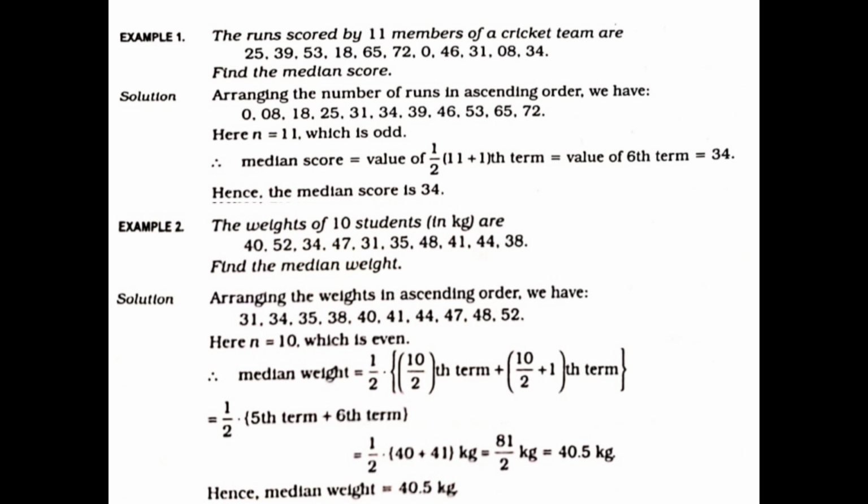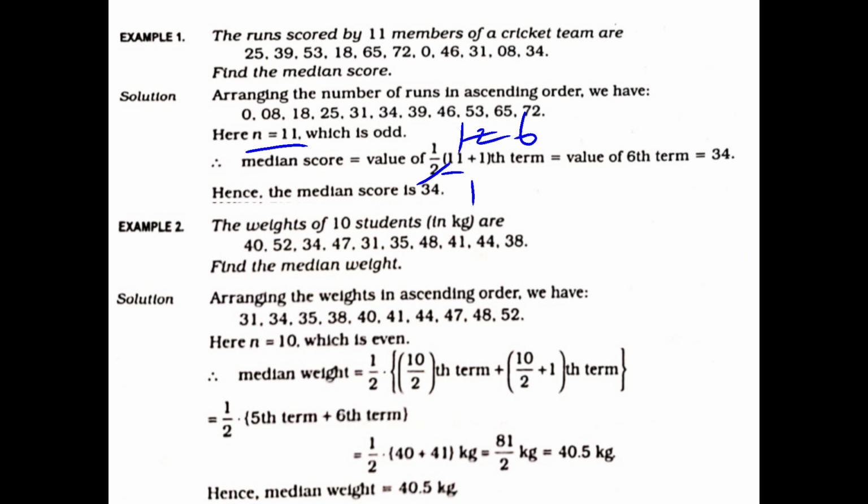Since it is odd, we use the formula I told you in the previous slide: the value of the (n plus 1) by 2 th observation. Here n is 11, so we substitute 11 for n. So 11 plus 1 by 2. What is 11 plus 1? It's 12, right? Cancelling 12 in the 2 table, 2 sixes are 12, that is 6.